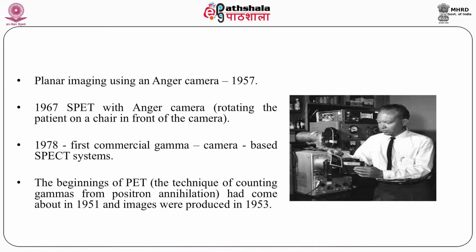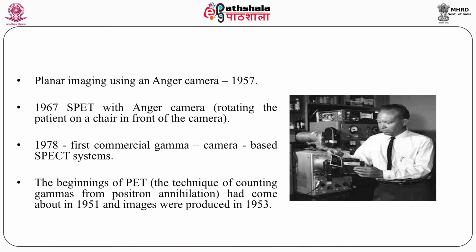1967, SPECT, single photon emission tomography, with the Anger camera. What it does is, you rotate the camera around a chair where a patient is sitting, and you are able to take the scan. In 1978, the first commercial gamma camera based on the SPECT system was invented. It means we started the work in 1951, and in 1978 we were able to make the first SPECT gamma camera.